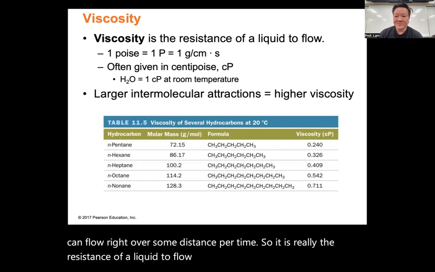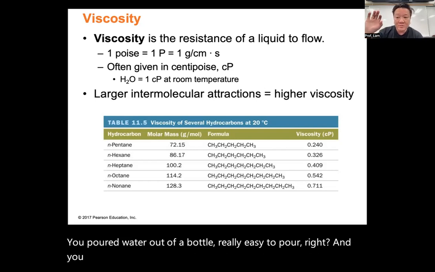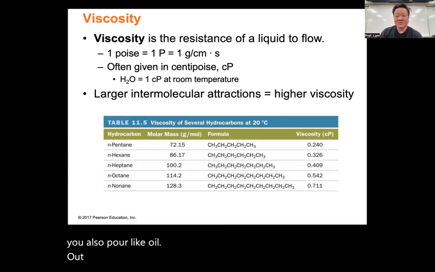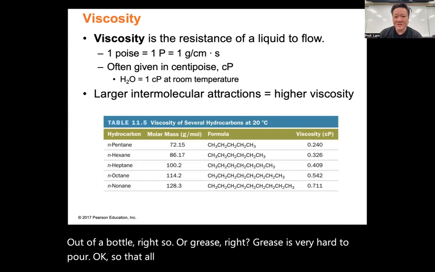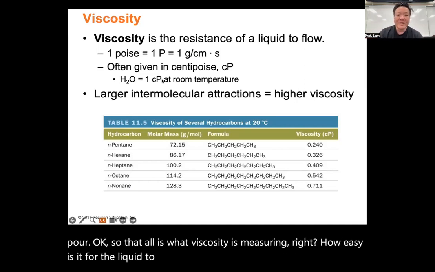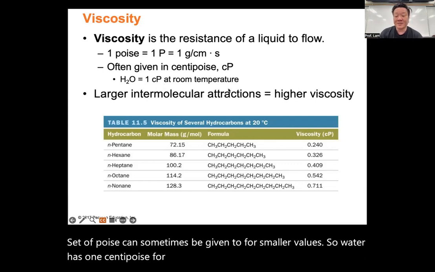And you've experienced this, right? You poured water out of a bottle, really easy to pour, right? And you've also poured like oil out of a bottle, right? Or grease, right? Grease is very hard to pour. Okay. So that all is what viscosity is measuring, right? How easy is it for the liquid to flow? Centipoise can sometimes be given too for smaller values. So water has 1 centipoise for its viscosity at room temperature. So this is how it goes.